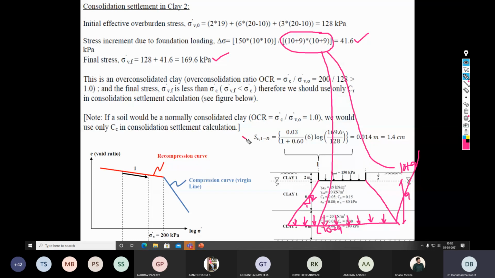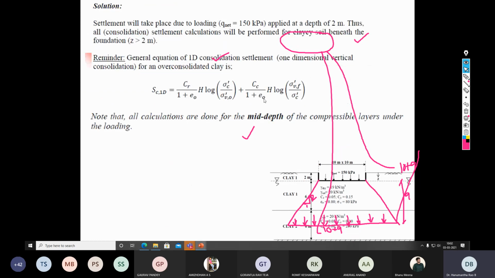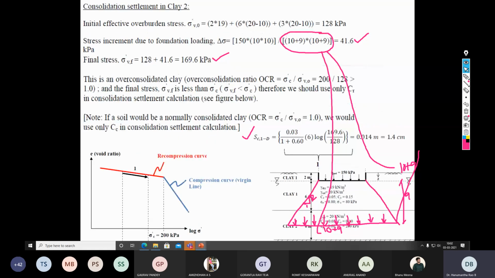So put these in the equation. Cc by 1 plus e naught into H into log of sigma f dash by sigma c dash. So this is the equation.